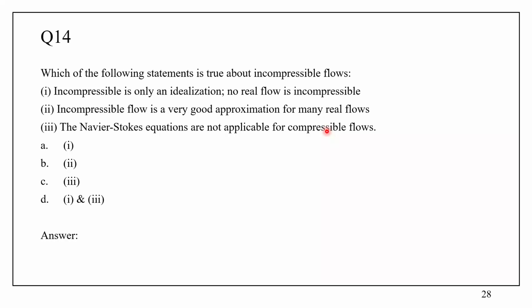So the right answer is actually the second statement. If we look at it again, incompressible is not an idealization. Like water is an incompressible fluid. Whichever fluid has constant density, we call it an incompressible fluid. So the first statement is wrong. Second statement, incompressible flow is a very good approximation for many real flows.